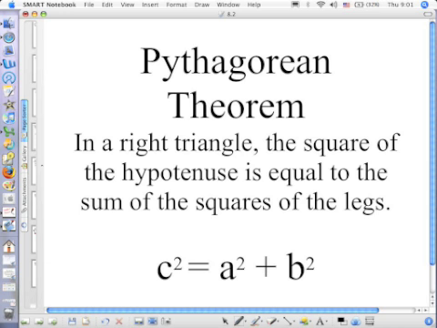Okay, the Pythagorean theorem, we've sort of introduced this already. The Pythagorean theorem can be used to find one side of a right triangle when you know two of the other sides. But you have to know 2 out of the 3 sides. Pythagorean theorem is only used in a right triangle, which means it has a right angle or a 90-degree angle. And it's the square of the hypotenuse set equal to the sum of the squares of each leg.